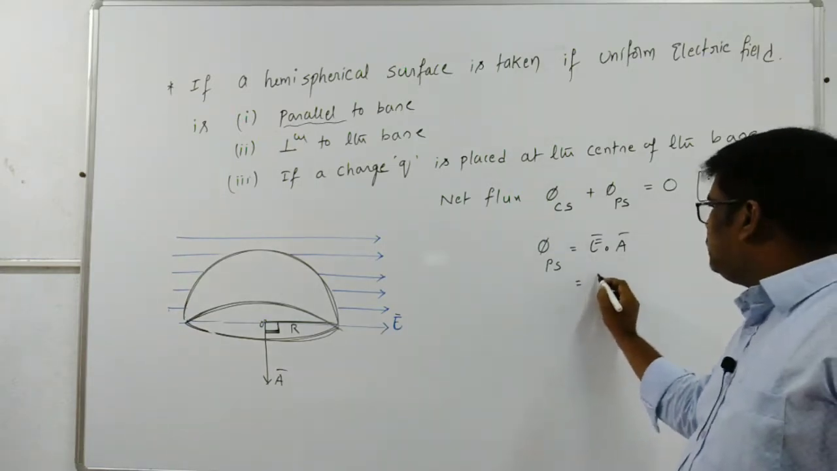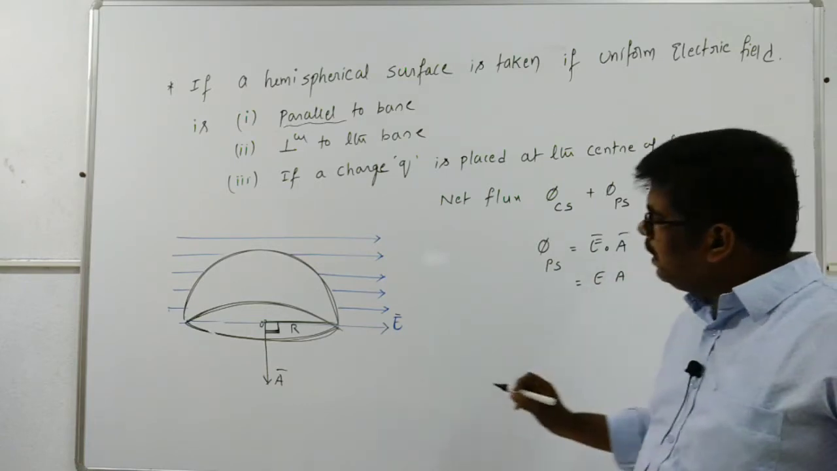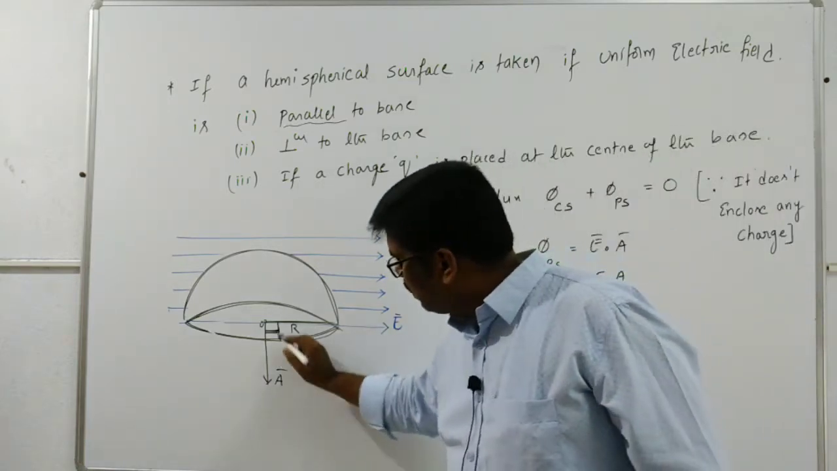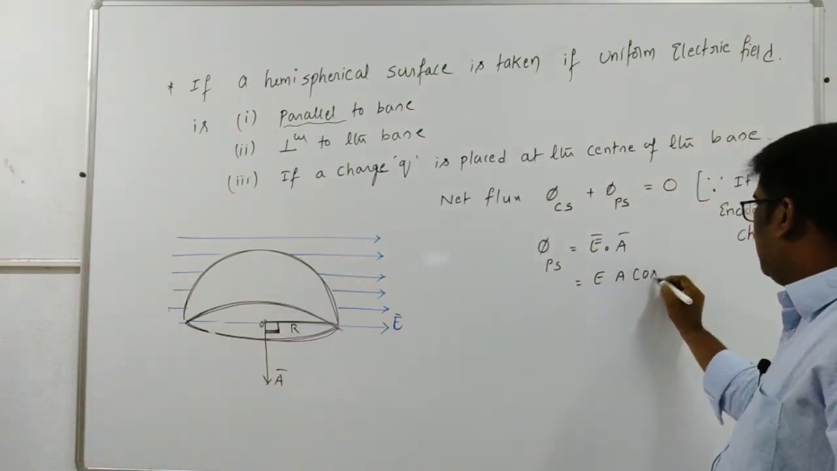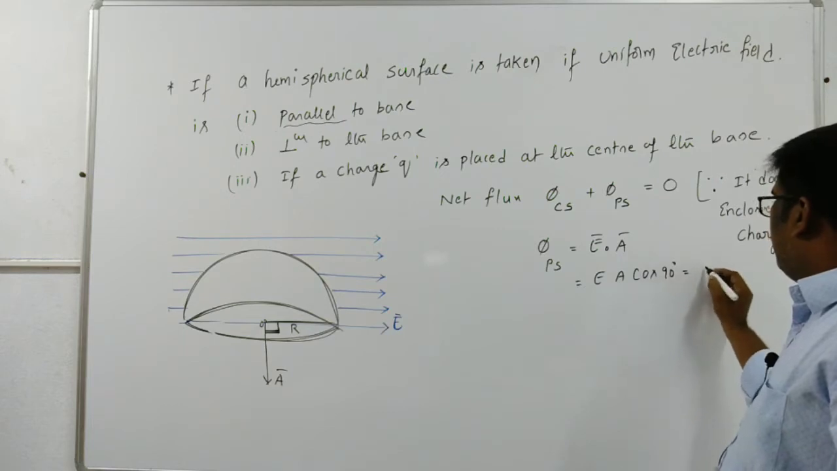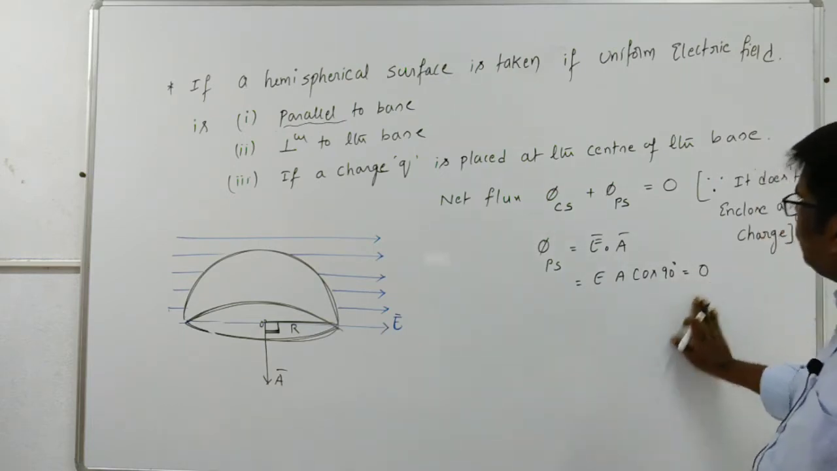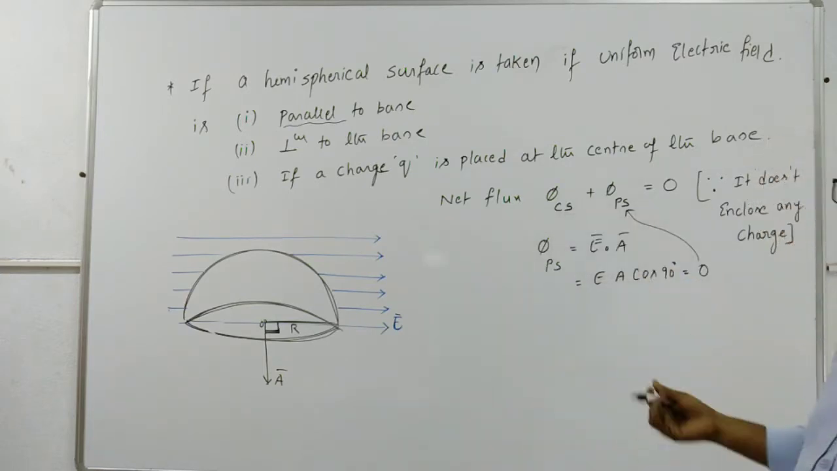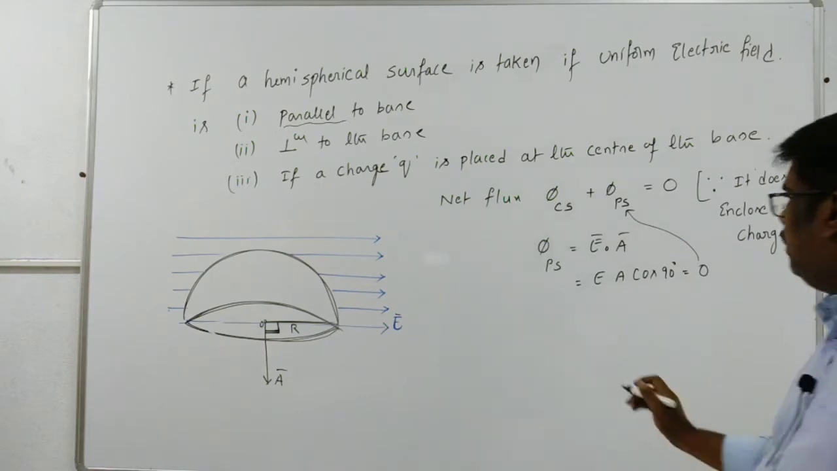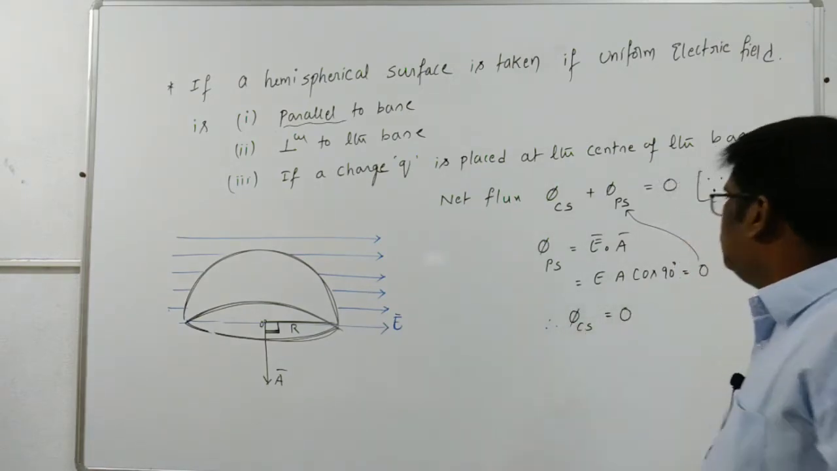Electric field intensity is E and area vector A, as well as the angle between them you observe here. The electric field intensity and area vector are both perpendicular to each other. Then what happens here? Cos 90, so flux through plane surface is 0. If flux through plane surface is 0, then if you substitute it in, flux through curved surface is also 0. Therefore, we can write that flux through curved surface is also 0.